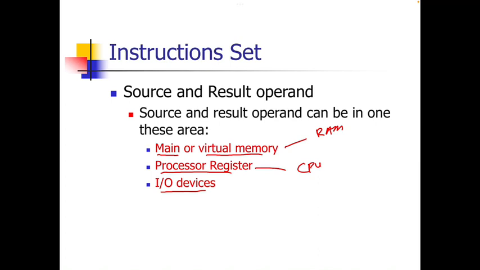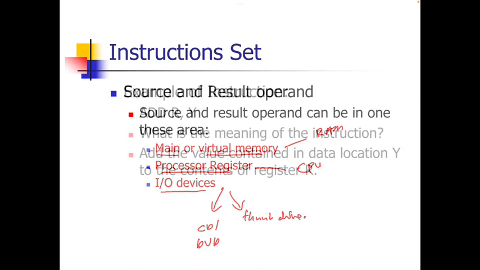And then we have I/O devices. For example, we have a CD. Right now we have DVD. Before this, we had diskettes. We can also have a thumb drive. So these are just examples of I/O devices.